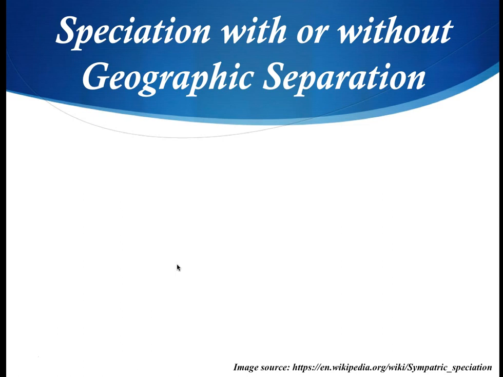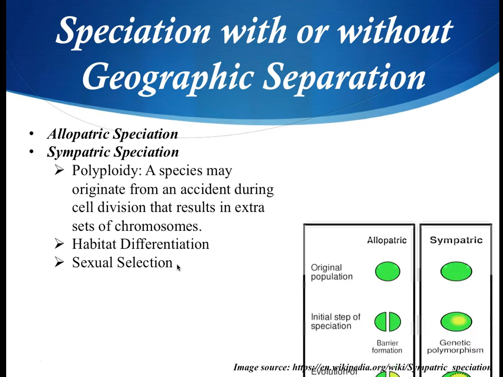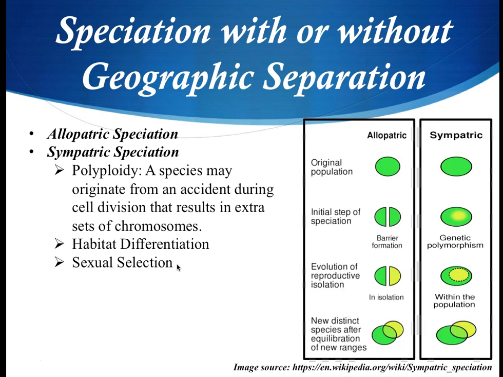Speciation can happen with or without geographic separation: allopatric speciation and sympatric speciation. Allopatric, like it shows in the picture, is speciation with geographic isolation. Gene flow is interrupted when a population is divided into geographically isolated subpopulations.